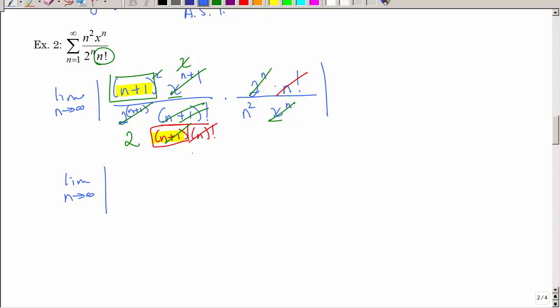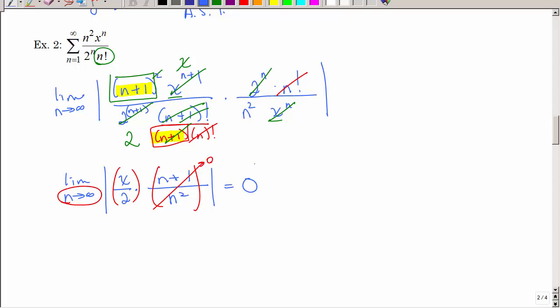Let's see, what do I have in terms of x? So I have x over 2, and then I'm going to put all my n's, so I have n plus 1 on top and n squared on the bottom. Keep in mind, we're looking as n approaches infinity, not x, but n. So what happens to n plus 1 divided by n squared as n approaches infinity? That limit goes to 0. And 0 times anything is equal to 0, which is always less than 1.